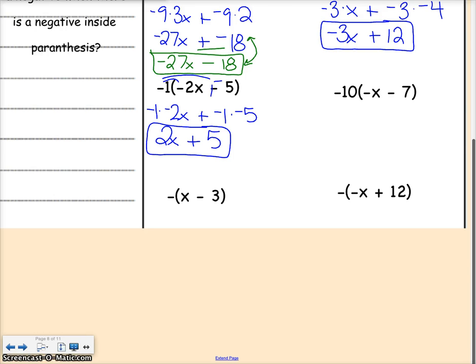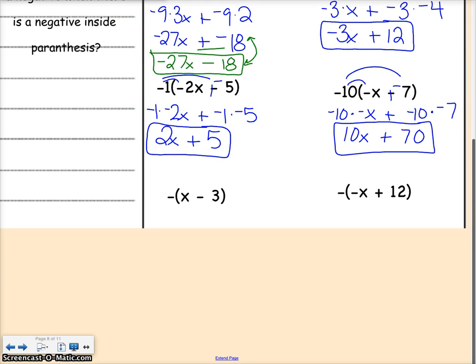Okay, the next one, I see I need a plus a negative 7. And then I'm going to distribute my negative 10. So it's negative 10 times negative x plus negative 10 times negative 7. Negative 10 times negative x is going to turn to a positive 10x, plus negative 10 times negative 7 is going to turn to a positive 70. And that is my final expression.